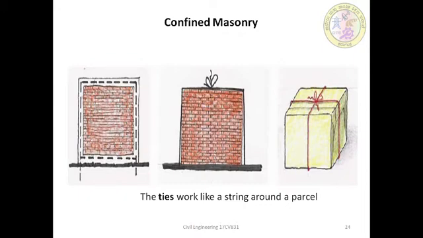Actually, confined masonry is a construction system where the walls are built first, and the columns and beams are poured afterwards to enclose and confine the walls. The walls are tied down to the foundation. This is just like ties which work like a string around a parcel. So what we can see in the figure.